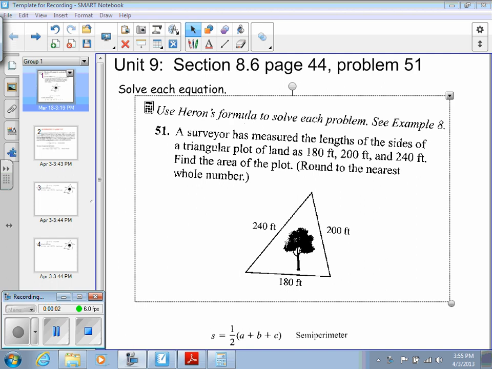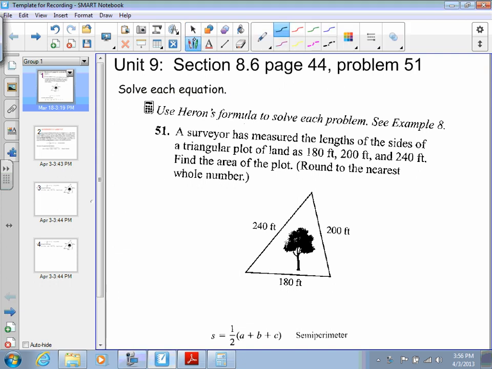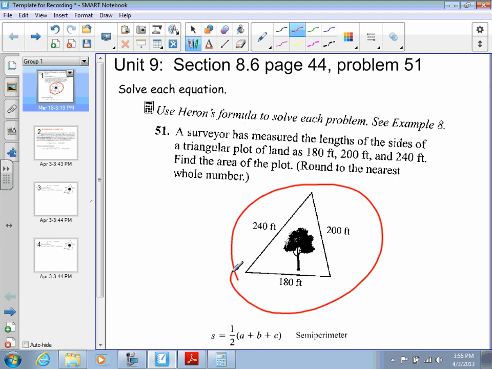Okay, we have a word problem here. A surveyor has measured the lengths of the sides of a triangular plot of land as 180 feet, 200 feet, and 240 feet. And right here they give us a figure with these numbers already in it. And we're finding the area of the plot. In effect, how many squares fit inside, how many tiles it would take to tile the floor.